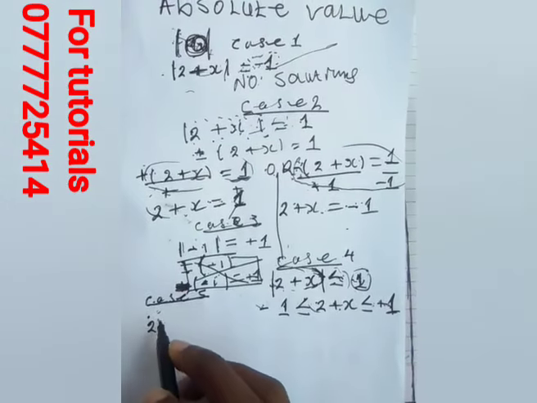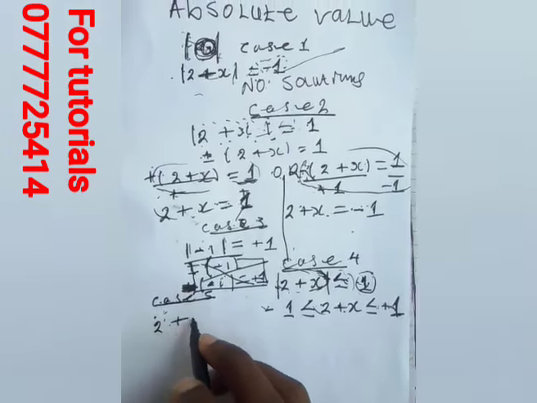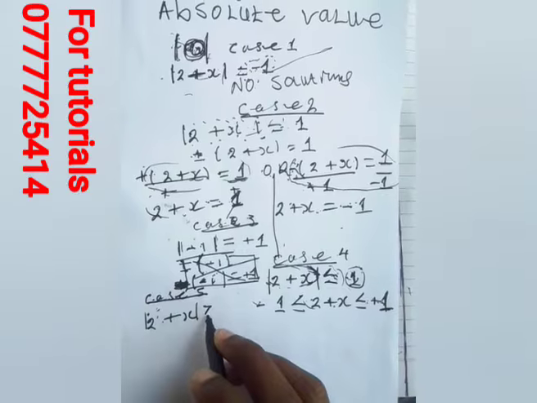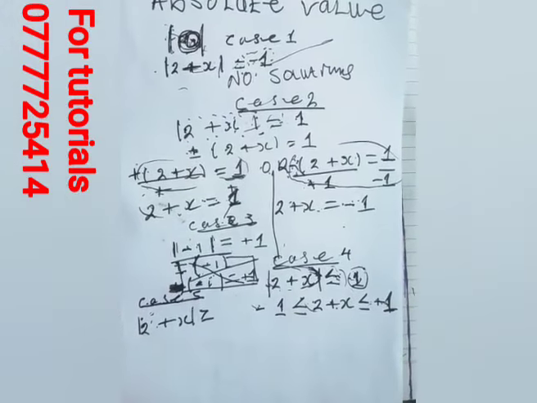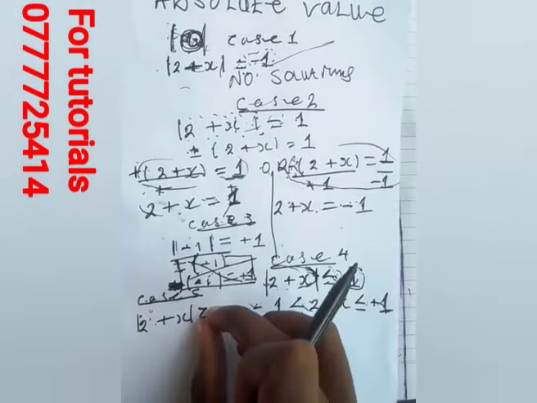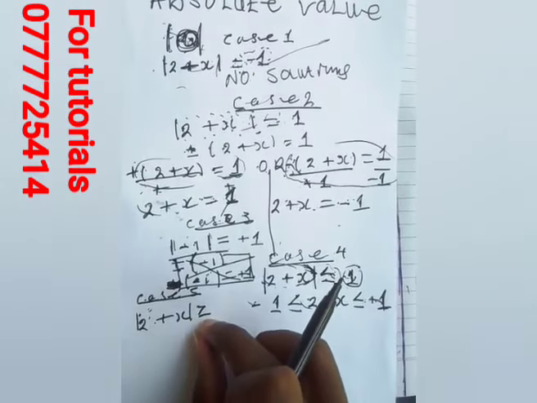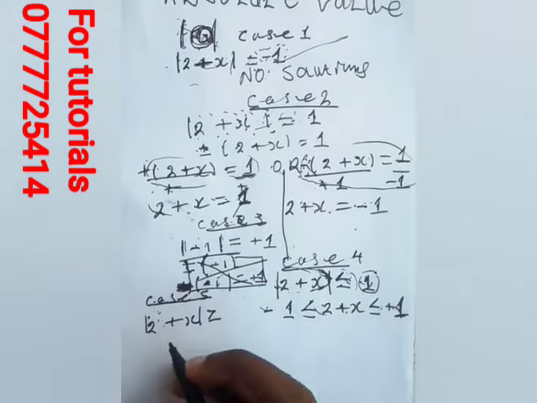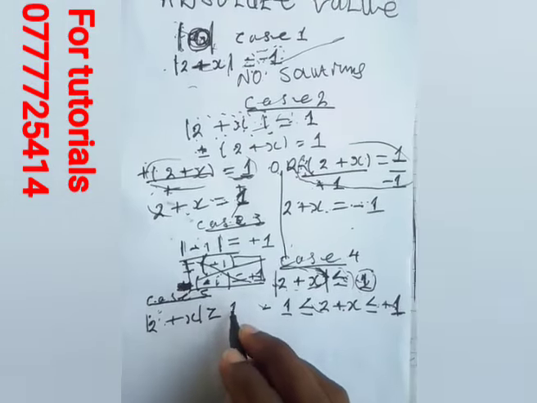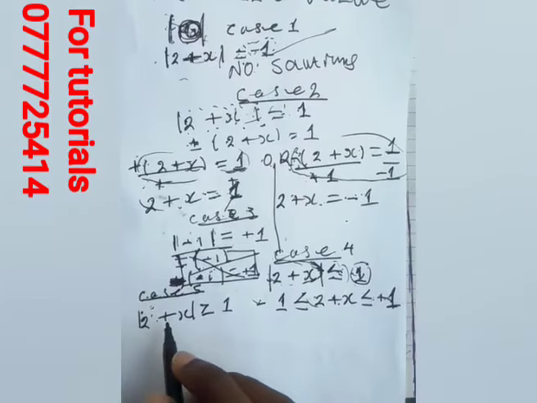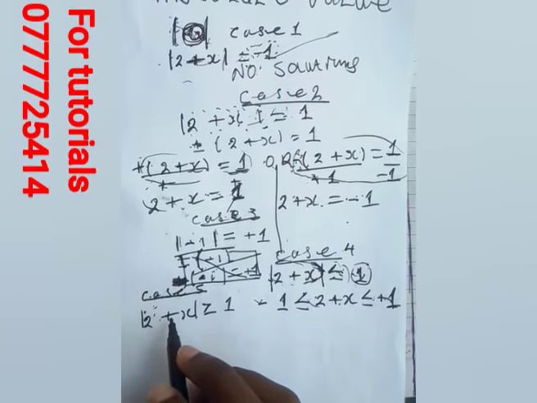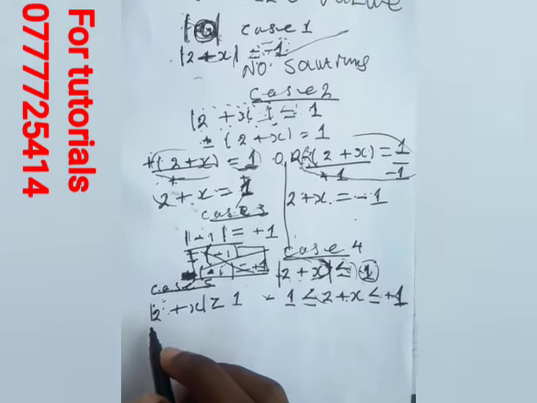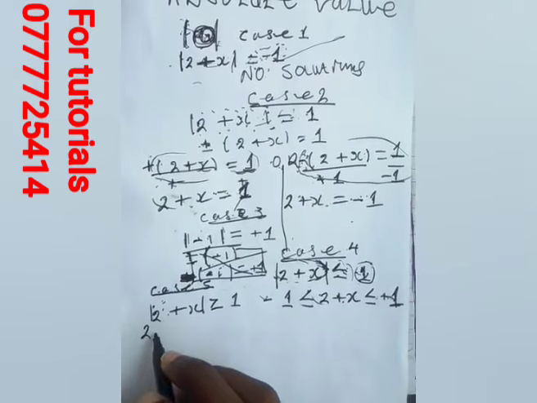Case 5 is, let's say you have 2 plus x modulus, but this time greater than, or maybe let's say greater than or equal to. So you only apply this if it is greater than or equal to, and this if it is less than or equal to. In a case like this, let's say there is 1 here. You're going to split it. It's going to be 2 plus x.